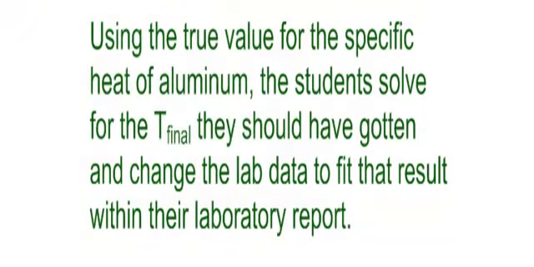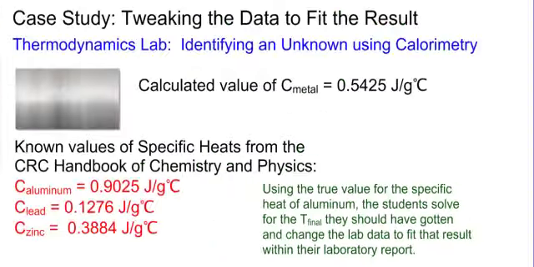They end up using the true value of the specific heat of aluminum, and then they go back into their data and solve for the final temperature that they should have gotten. And they actually change their lab data to fit that result within their laboratory report so that their lab report looks spotless and it looks like it's going to get a great grade. And what I want to get at with my students during this case study is: is this ethical? Is this the right thing to do?